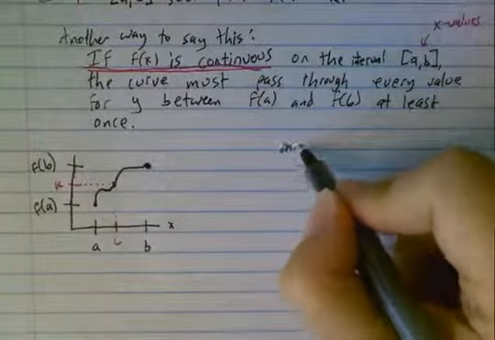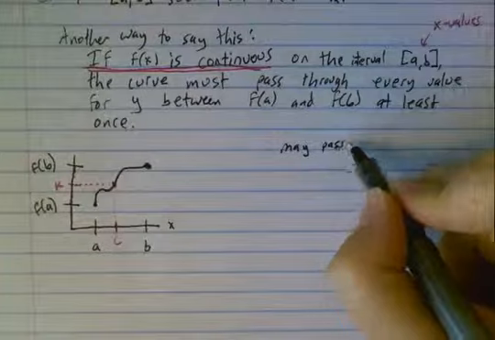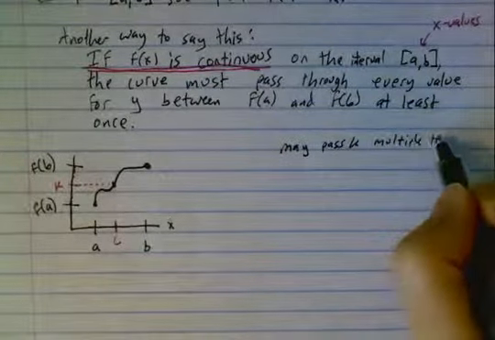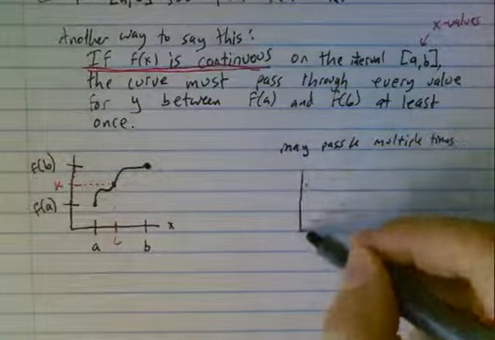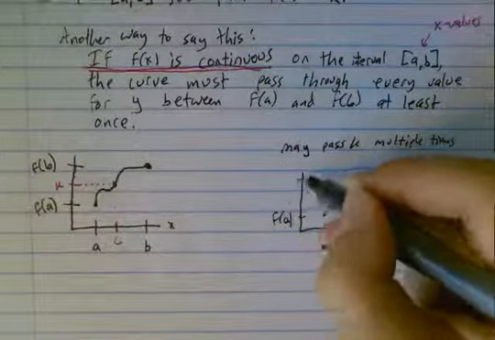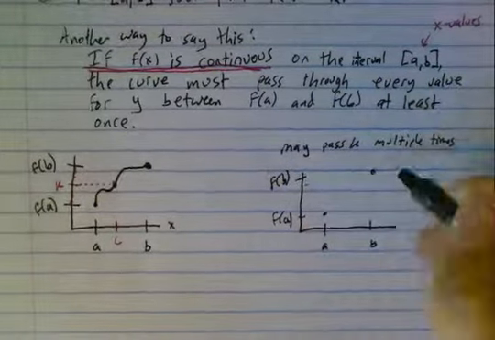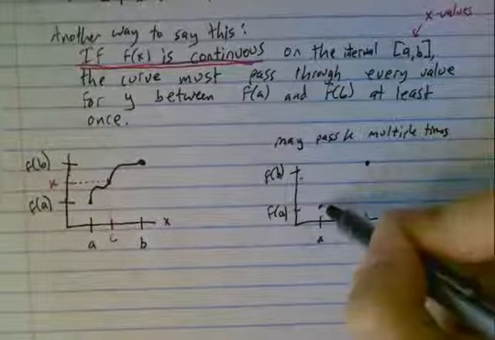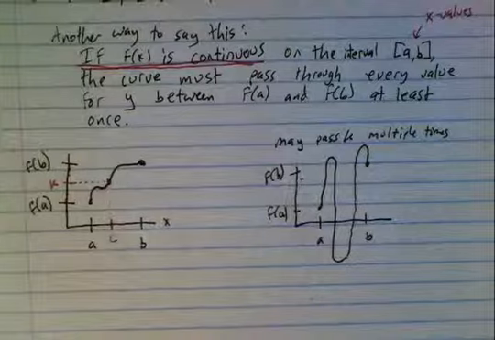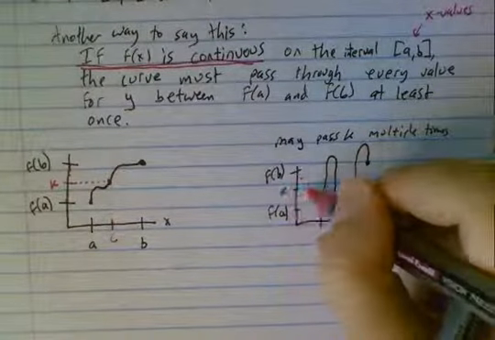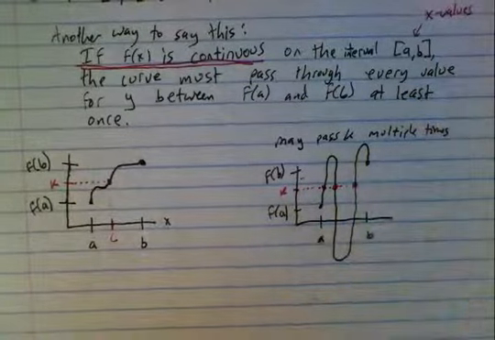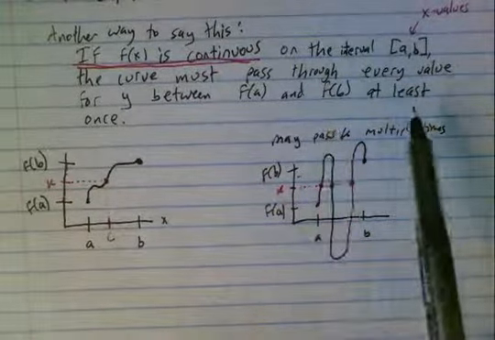Now, it may be the case that the curve passes k multiple times. Let's say we've got our same little drawing here. Maybe the function goes like this, woo, woo, and goes something like that. That's entirely okay. Notice that this says at least once.